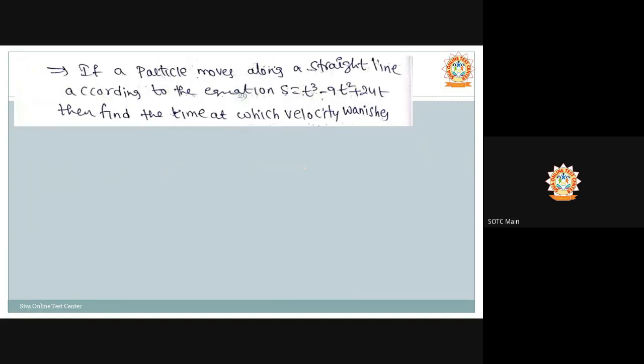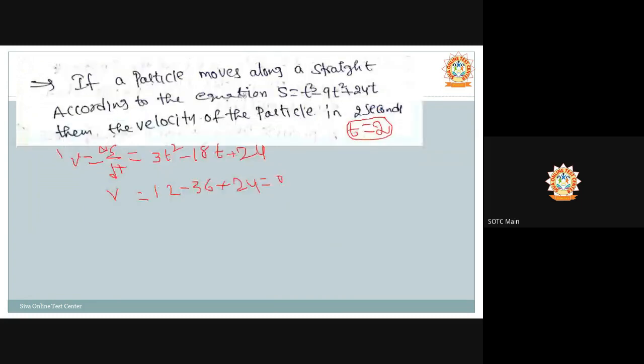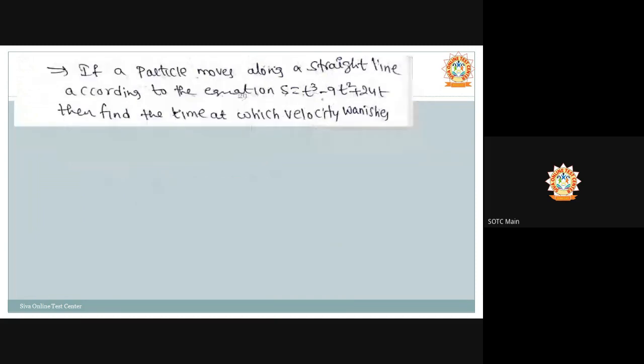Now try to see the next question. If a particle moves along a straight line according to the equation s is equal to t cube minus 9t square plus 24t, then find the time at which velocity vanishes. Same question, you can see no difference between them. In the previous question they asked to find the velocity at a particular time.